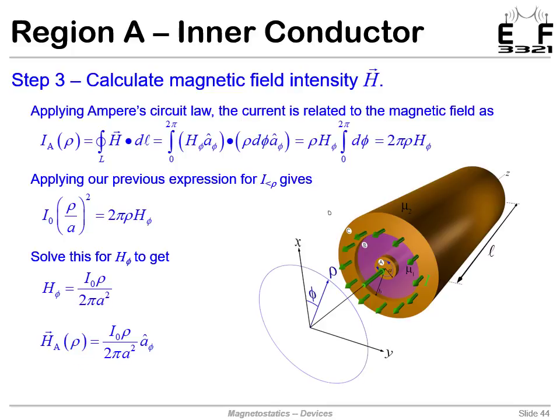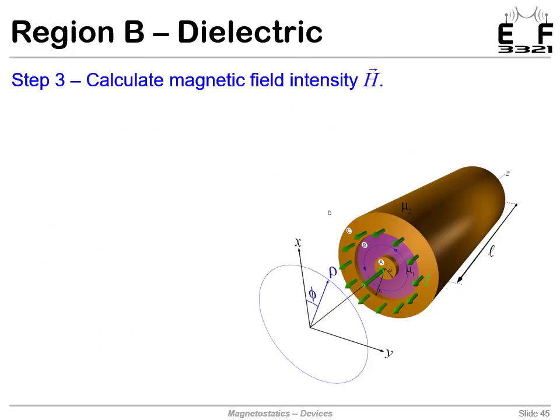Now we're ready to move on to the next step. The next step is determining the magnetic field in region B. So notice we moved our integration path out into region B. And we'll do this again using Ampere's circuit law.